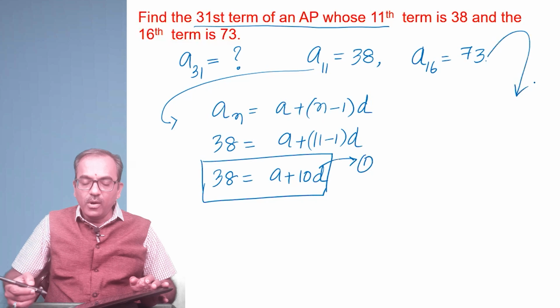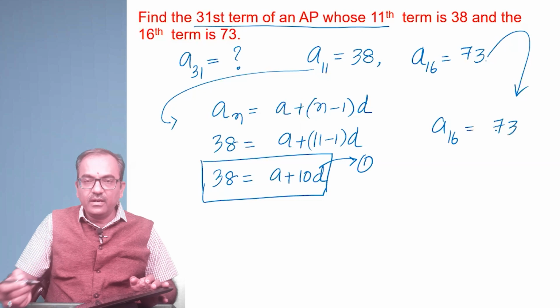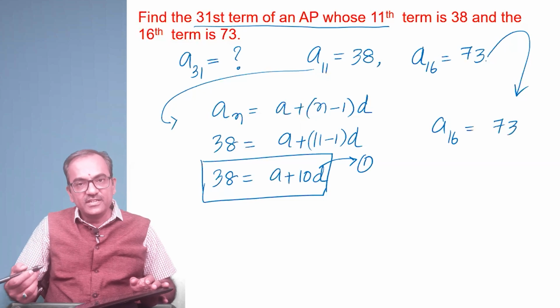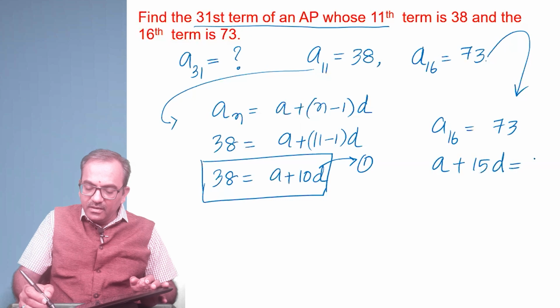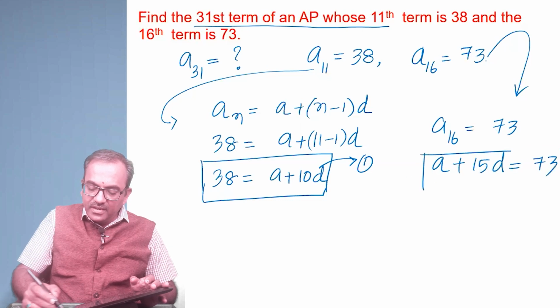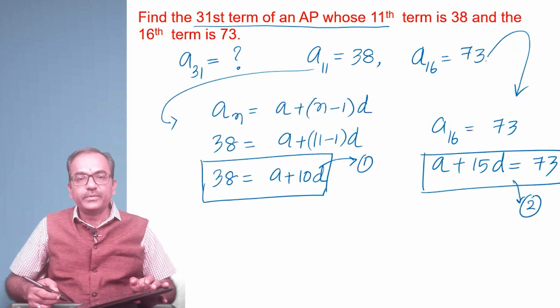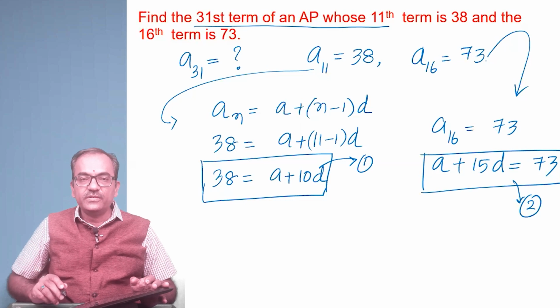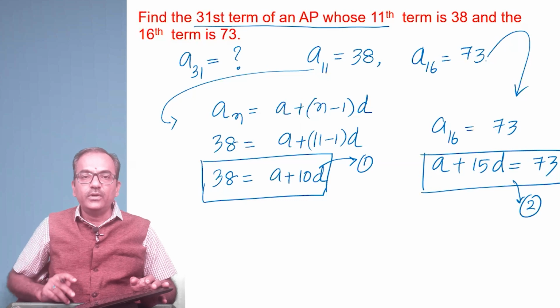Now what about the second equation? A16 is equal to 73. How can you write A16? The definition indicates that it is a plus 15d, which is equal to 73. Now let me make this my equation number 2. These are the two linear equations in two variables. The two variables are a and d. Now let us try to solve this.